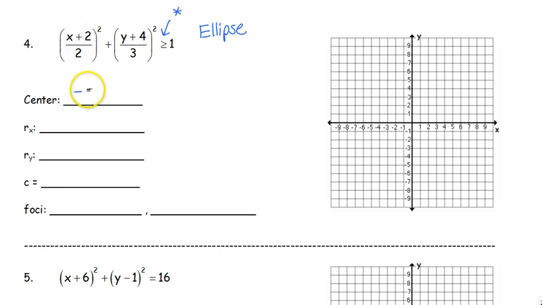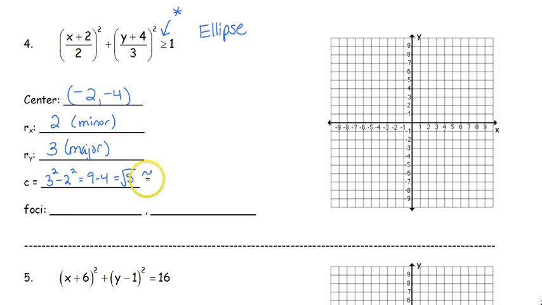Our center is -2, -4. It's inside parentheses, so it's the opposite. 2 is our r of x because it's with the x variable. 3 is the r of y. Now here's the tricky part: we have c's for ellipses and for hyperbolas. You've got to remember for the ellipse, it's the major squared minus the minor squared. The major is just the larger of the two, the minor is the smaller. So this is 3 squared minus 2 squared, 9 minus 4, which is 5. That gives us c squared, so we take the square root of that, and we find that c is about 2.2. So let's go ahead and get our graph started.